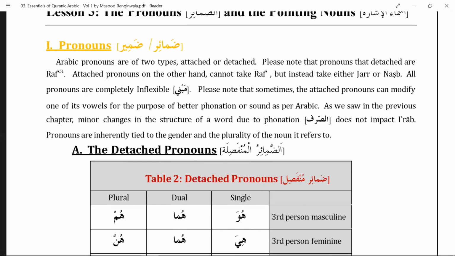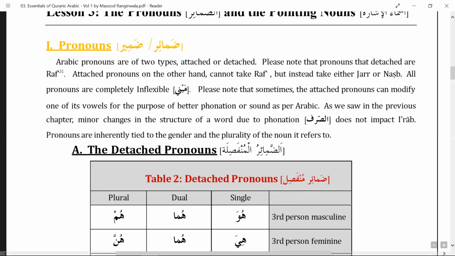Detached pronouns are rafa, whereas the attached pronouns, they are not rafa. They will either be nasb or jar. So this table is the he, the other table is him and his, both of them. Okay, it's jar also and nasb also, object of the action also and possession also.